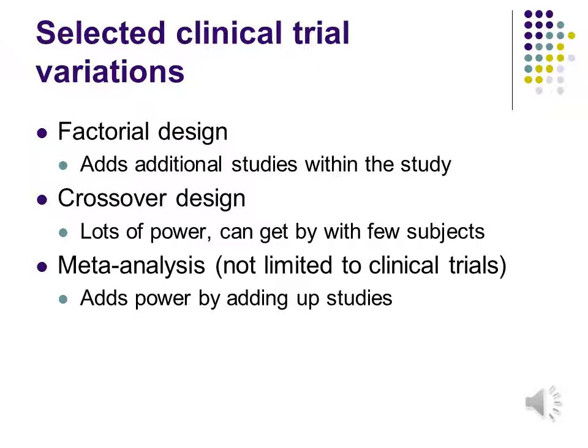So you might do a trial of inhaler or placebo, somebody who has ongoing asthma symptoms, and you can give them the inhaler or placebo, let them use it for a while, and then switch the same person and then see how they do. So you can get by with sometimes 10 or 12 subjects. Then there are meta-analyses. This is not limited to clinical trials, and it adds power by adding up studies together, and we did touch on that earlier. It adds power by increasing the subject size that may not be available in the individual studies.